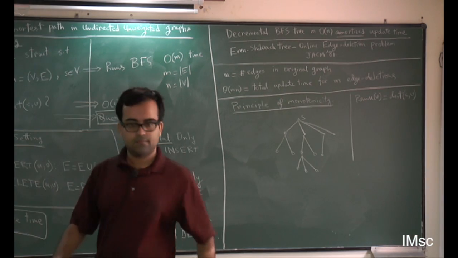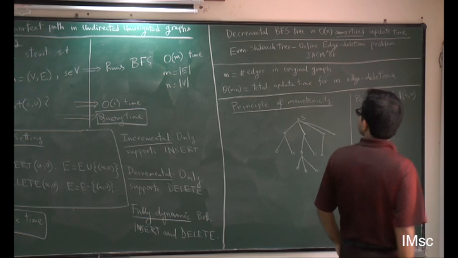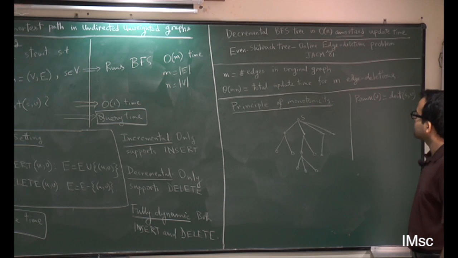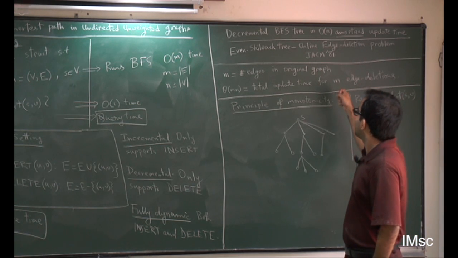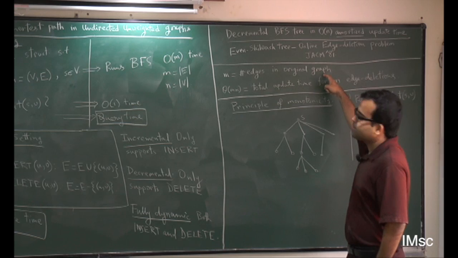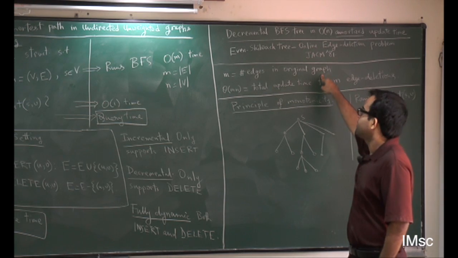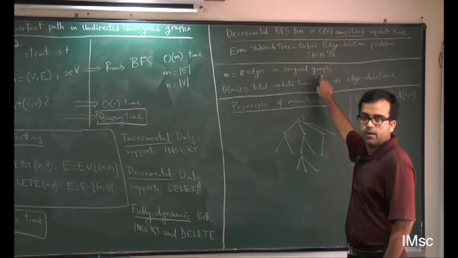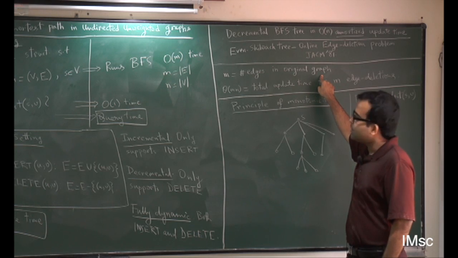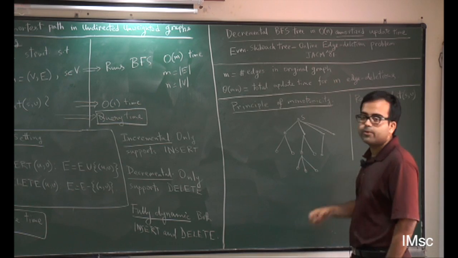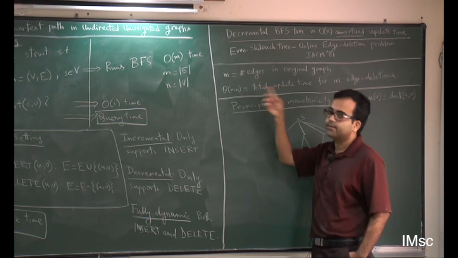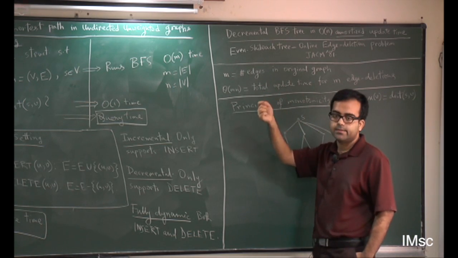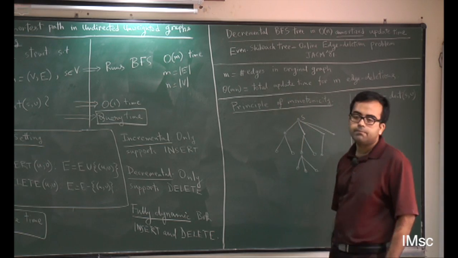Doubt is that why have you written the total update time to the order of mn? Are you assuming that all the edges will be deleted and then only the amortized time is order of n? Yes, exactly. That is a very good question. This amortized update time assumes that you are going to delete all the edges. It would be a good problem if you can design an algorithm that does not have this guarantee, that if you just delete t edges starting from a graph, the total update time becomes t times n.